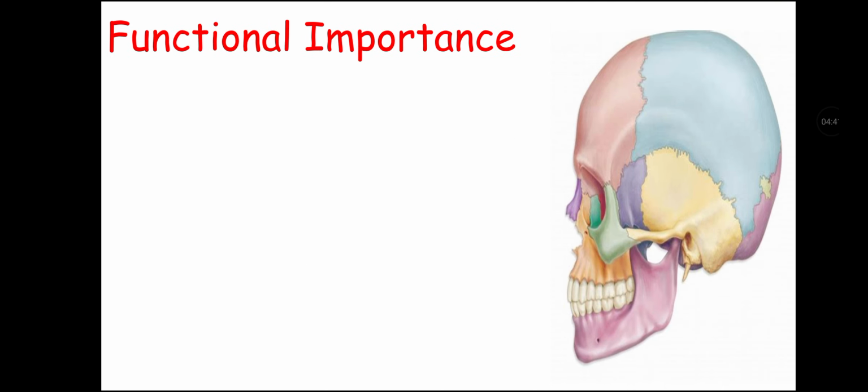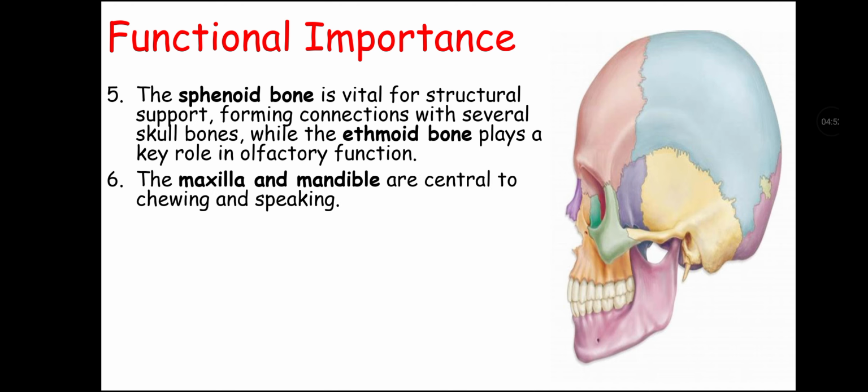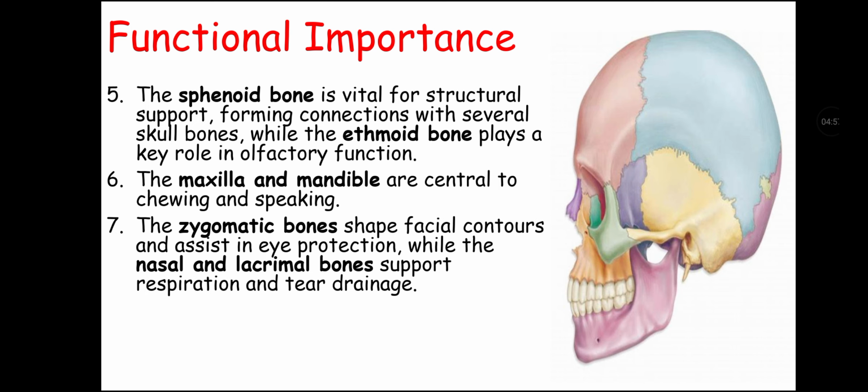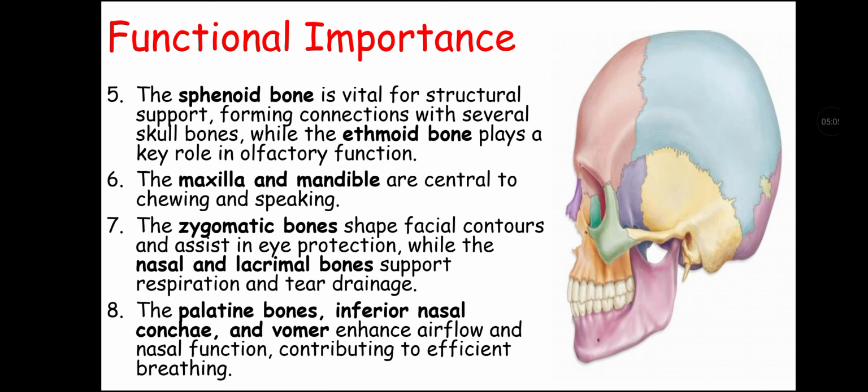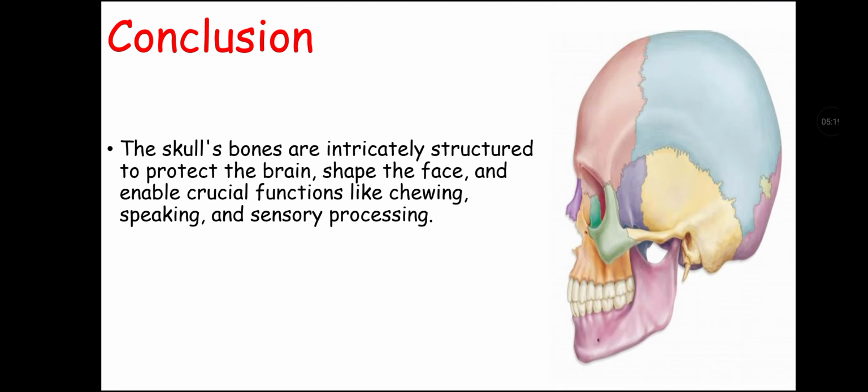Further talking about the functional importance of skull bones, we have the sphenoid bone that is vital for structural support, as it forms connections with several skull bones, while the ethmoid bone plays a key role in olfactory function. Then we have the maxilla and mandible that are central to chewing and speaking, and we have the zygomatic bone that shapes facial contour and assists in eye protection, while the nasal and lacrimal bones support respiration and tear drainage. Next, we have the palatine bone, inferior nasal conchae and vomer that enhance airflow and nasal function, contributing to efficient breathing.